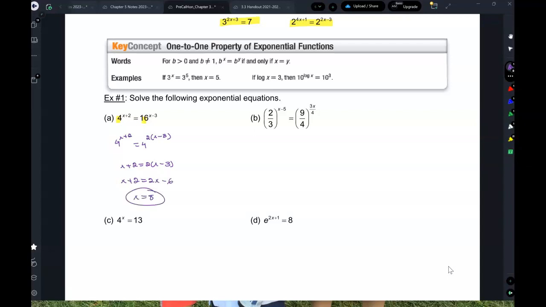Okay, now, what is the domain of exponential functions? All real numbers. So there isn't an issue of extraneous solutions here that you have to go back and check for, okay?